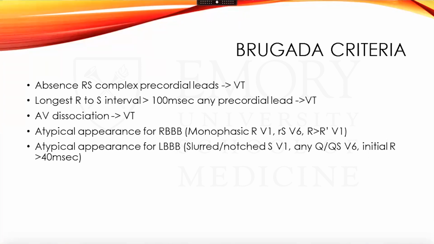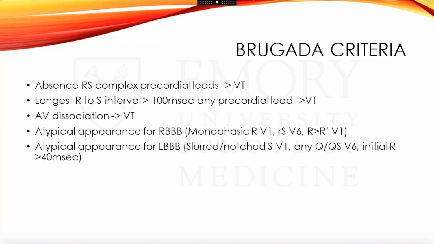And if the R is larger than the R prime in V1, that's unusual as well, and that would indicate that you're looking at VT. For the left bundle criteria, we use slurring or notching in the S wave in V1. If the vector is entirely negative in V6, so a Q or QS, that's very unusual. Typically, we see rabbit ears in V6, basically all R wave in V6 for a left bundle. Or if the initial R wave is greater than 40 milliseconds in any lead, that's another way of telling.